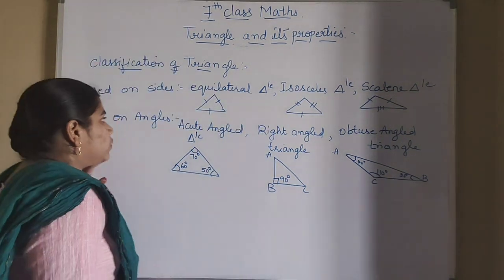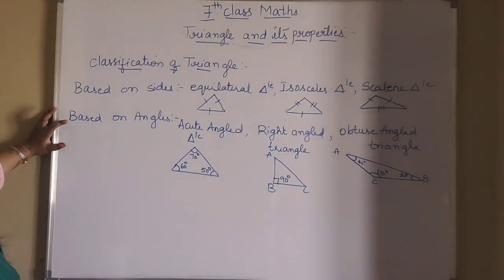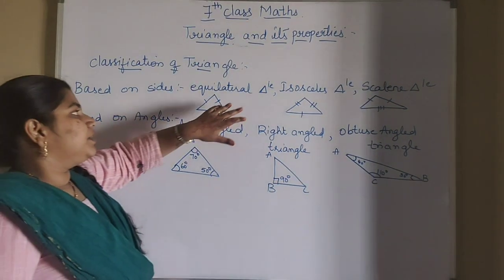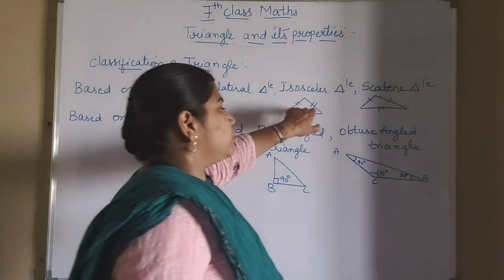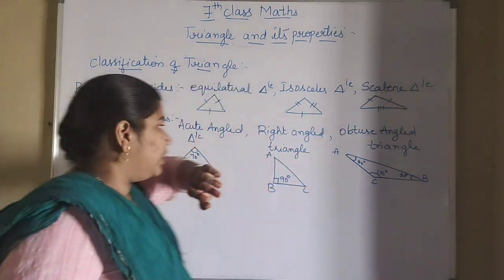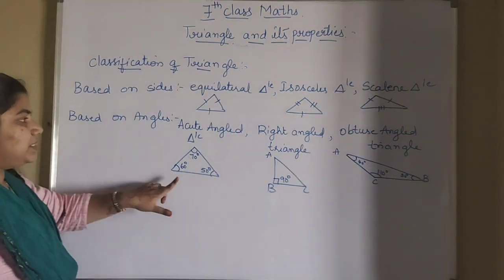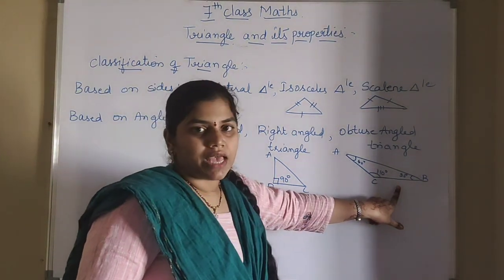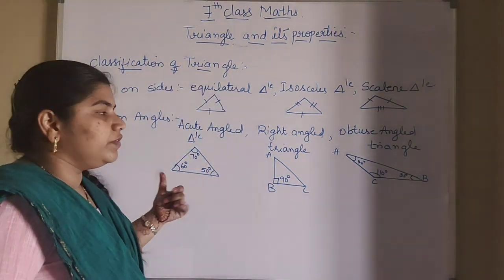Okay, so what are the triangles based on sides and what are the triangles based on angles? Based on sides, that is equilateral triangle, isosceles triangle, scalene triangle. And based on angles, it is acute angle triangle, right angle triangle, and obtuse angle triangle. So this one we have already learned.